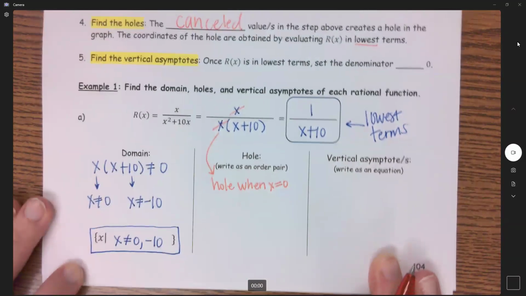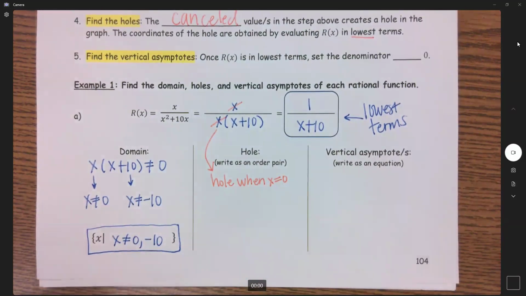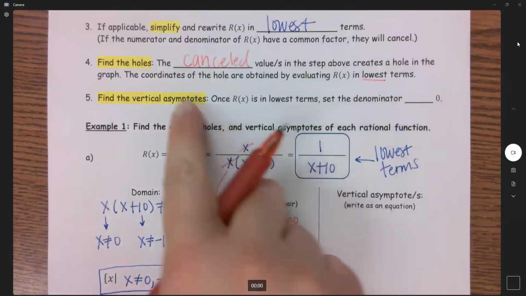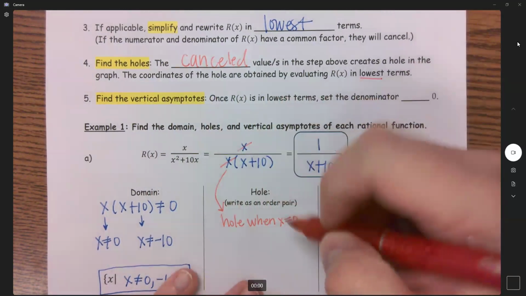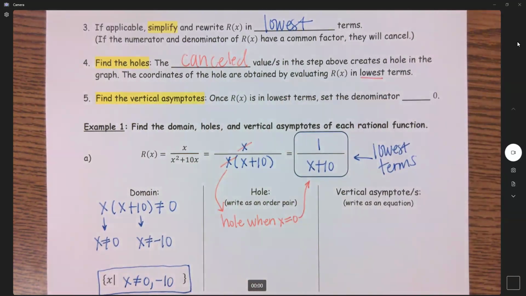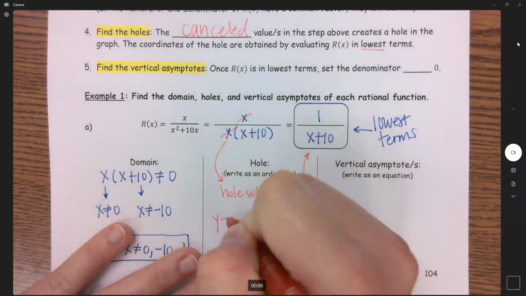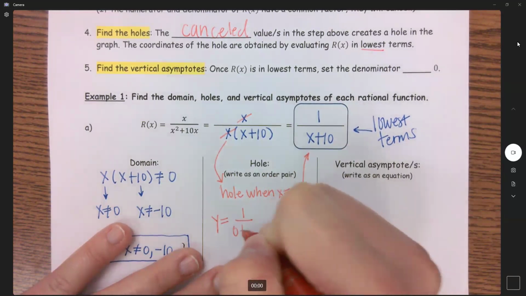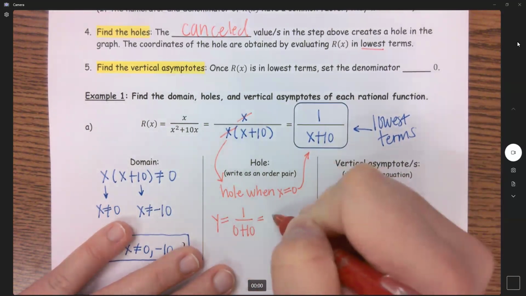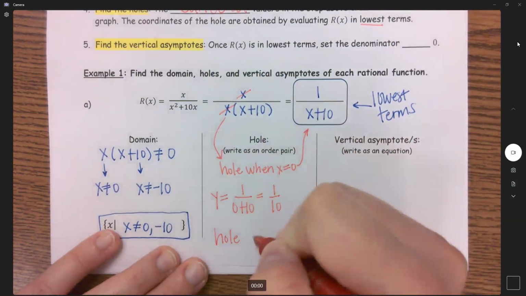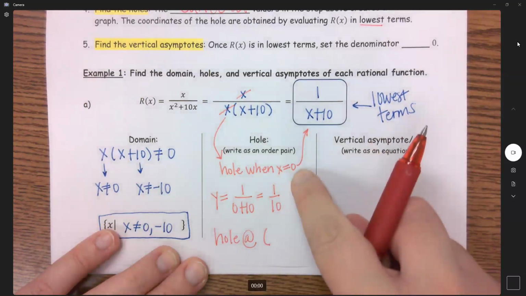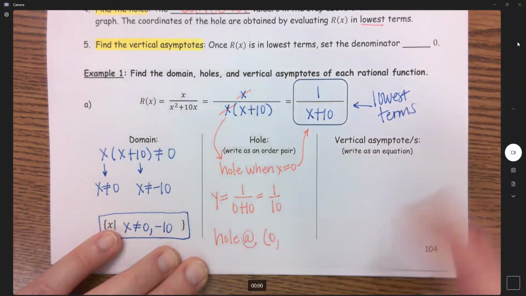Now that's only half of my ordered pair. I can't just assume that the y equals 0, and in fact, most times that's not going to equal 0. So we have to get the coordinates by evaluating r of x in lowest terms. So I'm going to plug that into this function right here when it's in lowest terms. So now I'm going to have y equals 1 over 0 plus 10, which gives me 1/10. So I have a hole at the ordered pair: x is 0 and my y is 1/10.